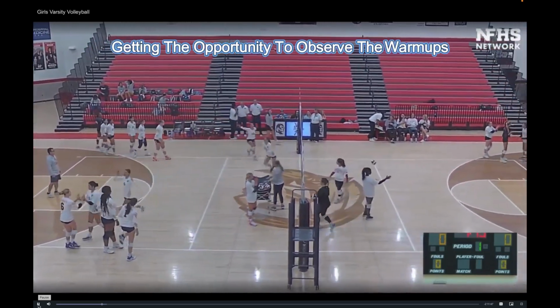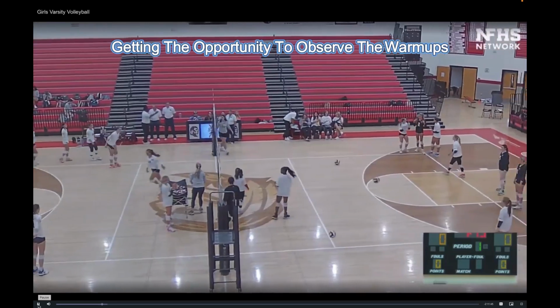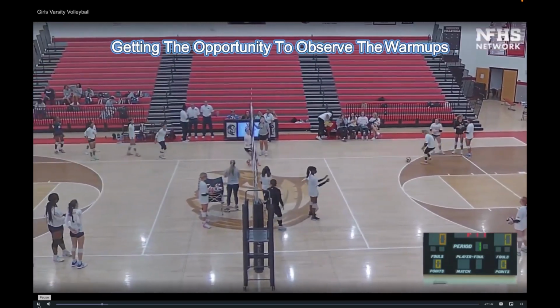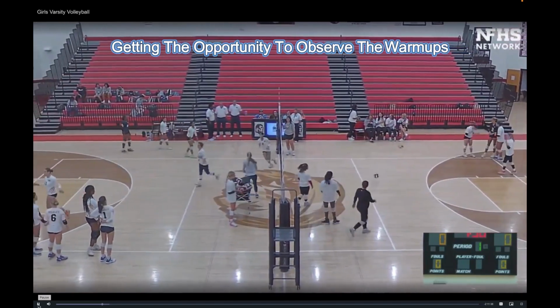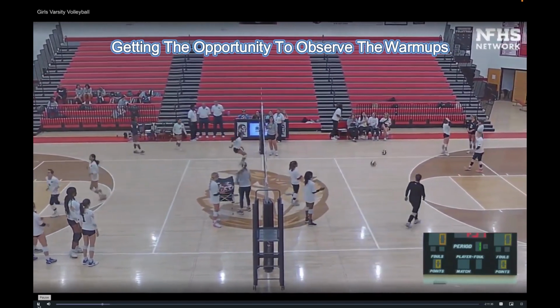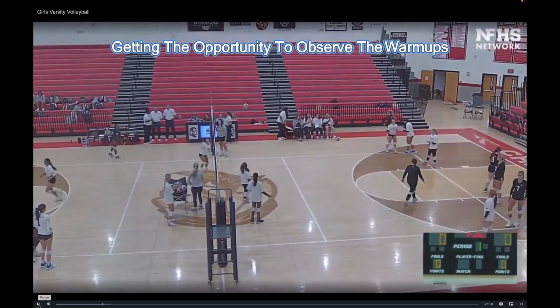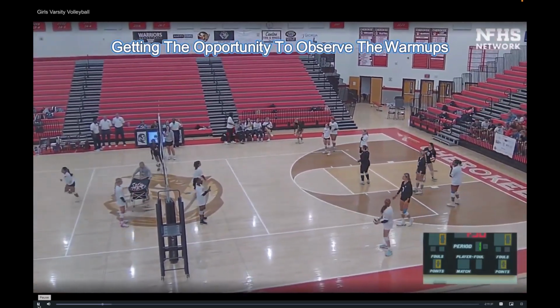Because the equipment and the court are already set and complete, we are also getting the opportunity to observe the warm-ups. We get an opportunity to look at setters, attackers, hitters, liberos, and other players that will be involved in the match.